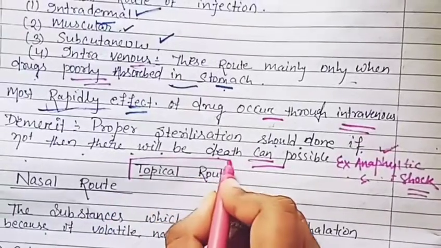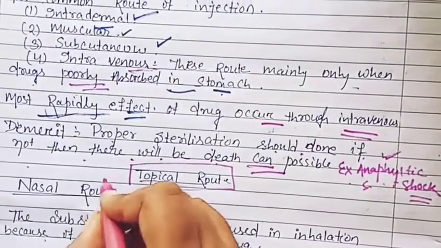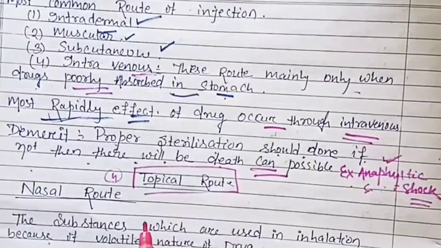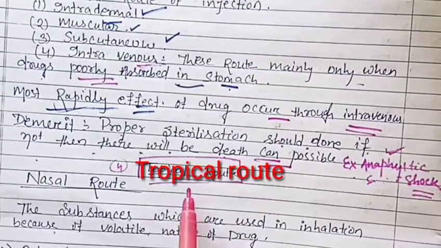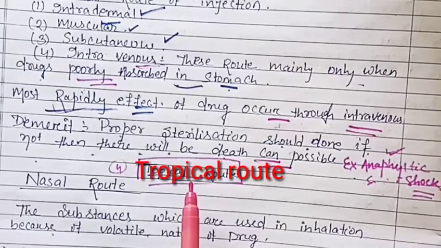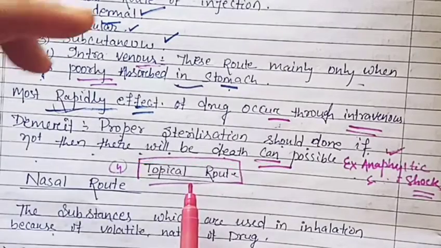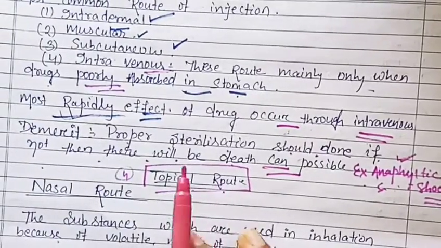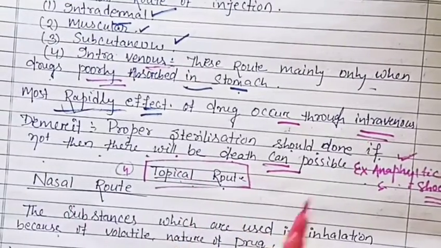Now we go towards the topical route. The fourth type is topical. In the topical route we mainly discuss the nasal route and the rectal route.